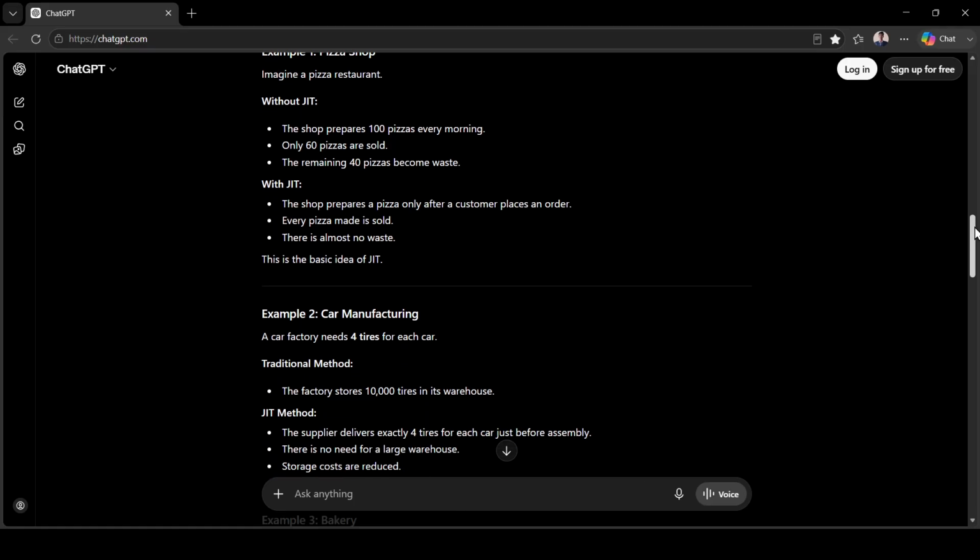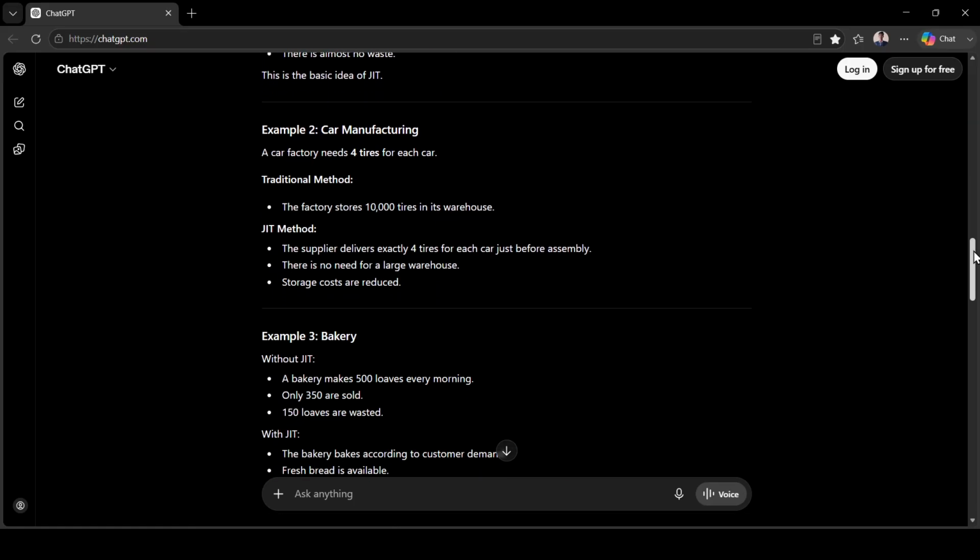Then one more example, Example 2, car manufacturing. A car factory needs 4 tires for each car. In the traditional method, the factory stores 1000 tires in its warehouse. In the JIT method, the supplier delivers exactly 4 tires for each car just before assembly. There is no need for a large warehouse. Storage costs are reduced.